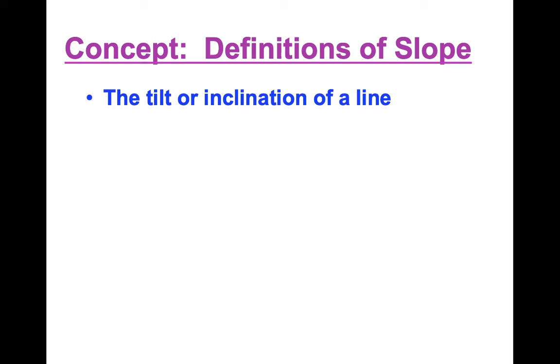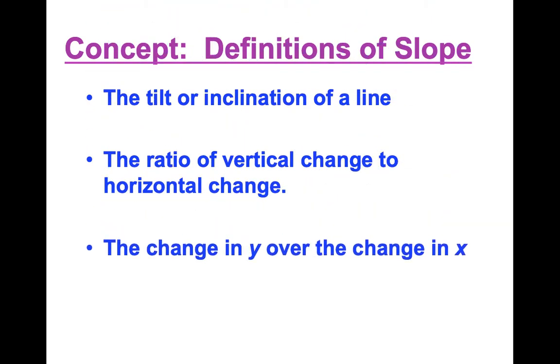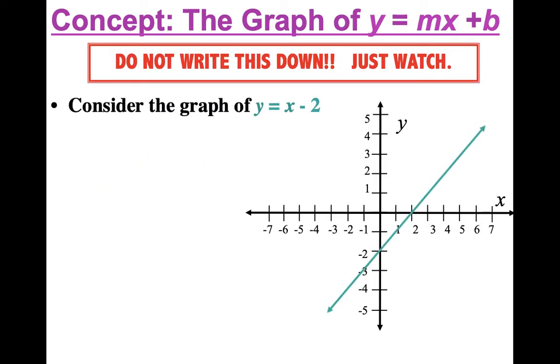So definitions of slope. One is the tilt or inclination of a line, how it goes up or down over a time period. It is also called a ratio of vertical change to horizontal change. The rise, vertical, over the horizontal, the run. Or the change in y over the change in x. So, as you see, here's your graph, y equals x minus 2. So your graph looks like this. It is written in your standard slope-intercept form.